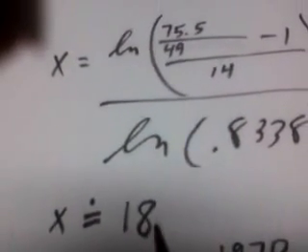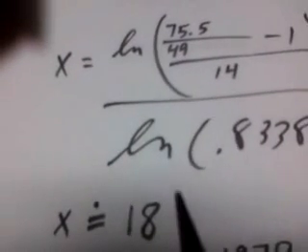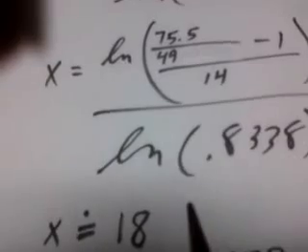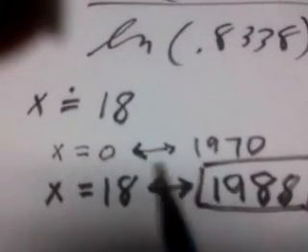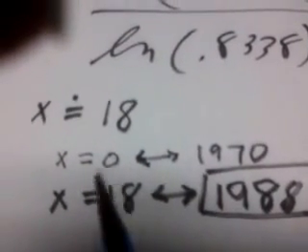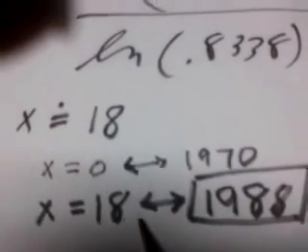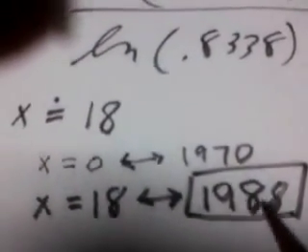So usually in these types of problems, we round up. So if I got 17.2, I would round it up to 18. If I got 17.7 or 8 or something like that, I would round it up to 18. So my answer for x is 18. But now I have to convert that into a year. The number 0 represents 1970. X equals 0 corresponds to 1970. So that means that x equals 18 would correspond to 1988.